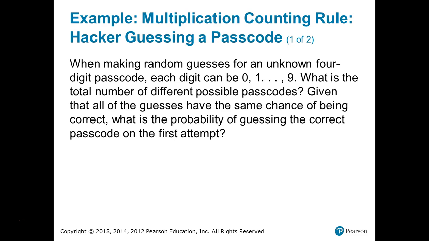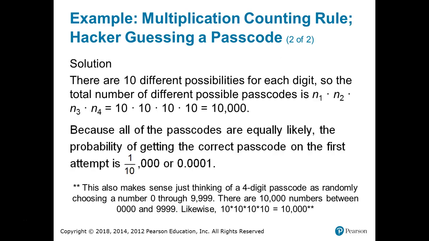Well, given that all the guesses had the same chance of being correct, what is the probability of guessing the correct passcode on the first attempt? Pretty slim chances, as you know, just fiddling with your friend's passcode. But let's look at it. Each of the 4 digits has 10 possibilities. So the first digit, there's a 1 in 10 chance you'll get it correct.